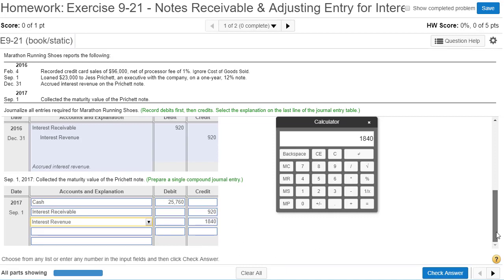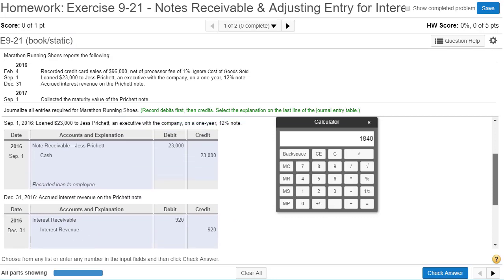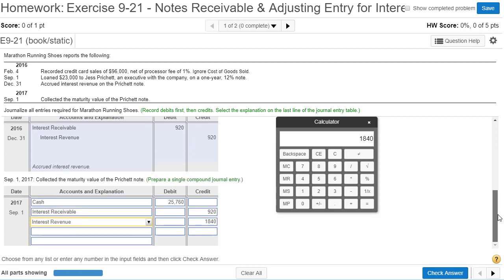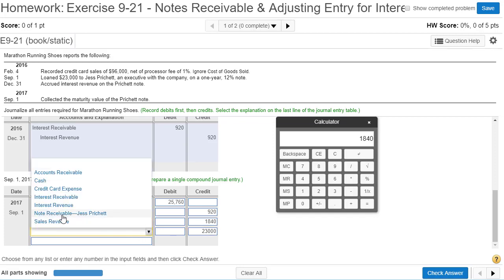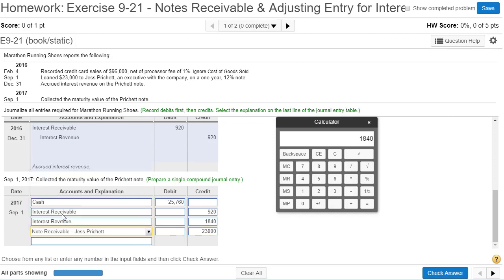So let's go back up to the very beginning. When we received this note from Jess, who signed it, we showed that Jess owed us $23,000. Now that he's paid us off, do we have this note receivable anymore? No, we need to get rid of it. So how do we get rid of a receivable? We have to credit it. So we're going to credit the receivable by $23,000. Note receivable is going away.